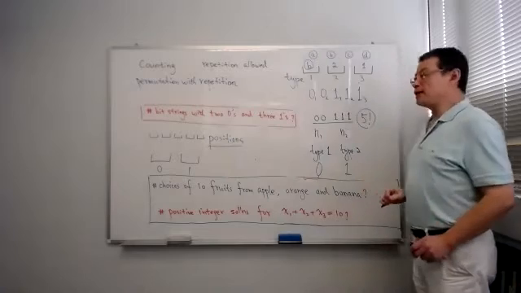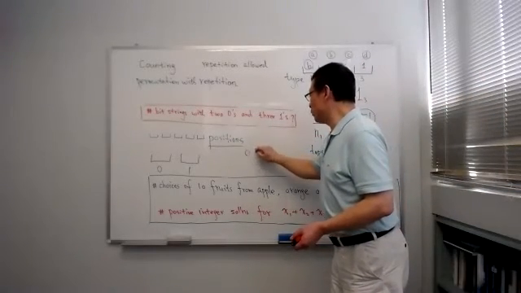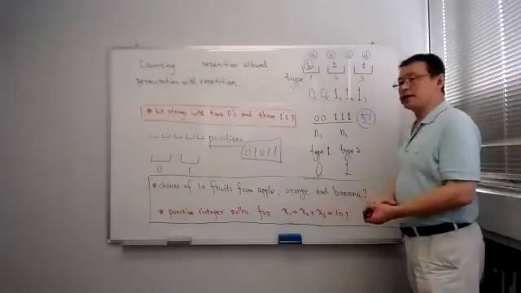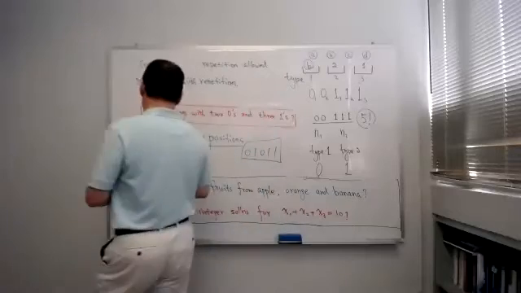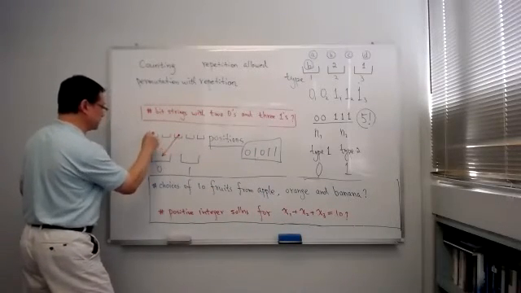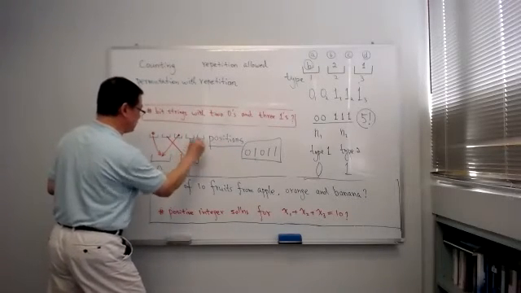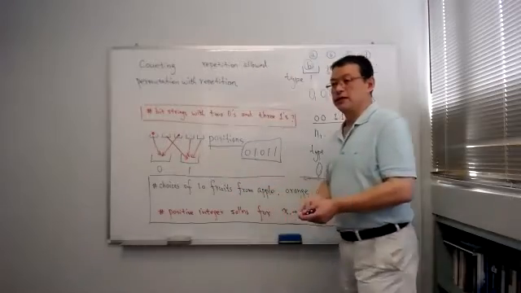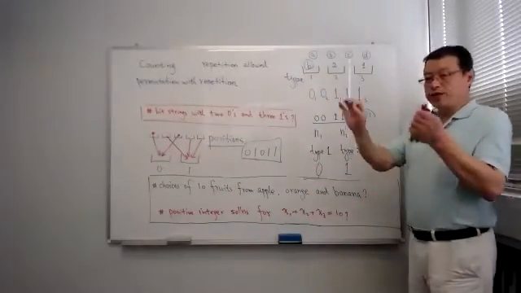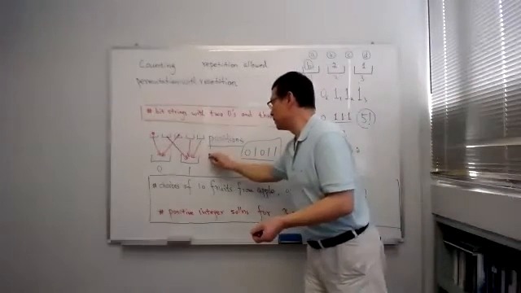The positions correspond to balls. The permutation, say 0, 1, 0, 1, 1. This permutation corresponds to the following. The first and third positions, these two positions go to box 0. And the other 3 positions, 2, 4, 5, go to box 1. So this problem can really be modeled by the ball box model. Positions are balls, types are boxes.